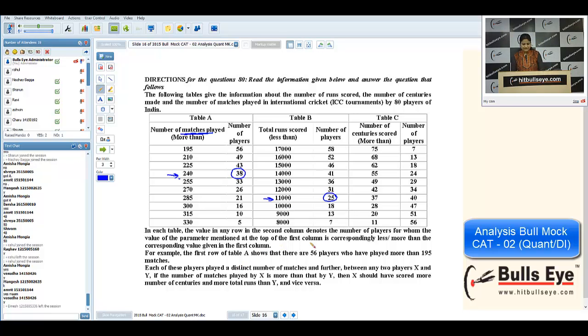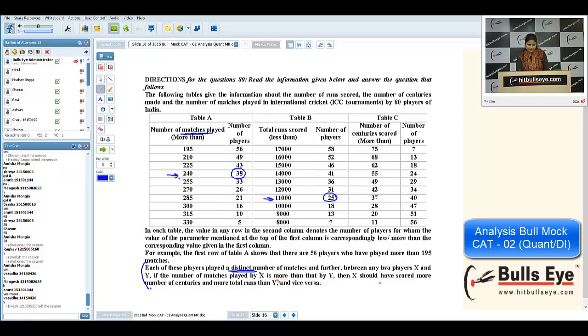See, the key line was the last thing. Each of these players played a distinct number of matches, and between any two players x and y, if the number of matches played by x is more than that by y, then x should have scored more centuries and more total runs than y, and vice versa is also true. It means if matches played are more, total runs scored are more, and centuries scored are more.